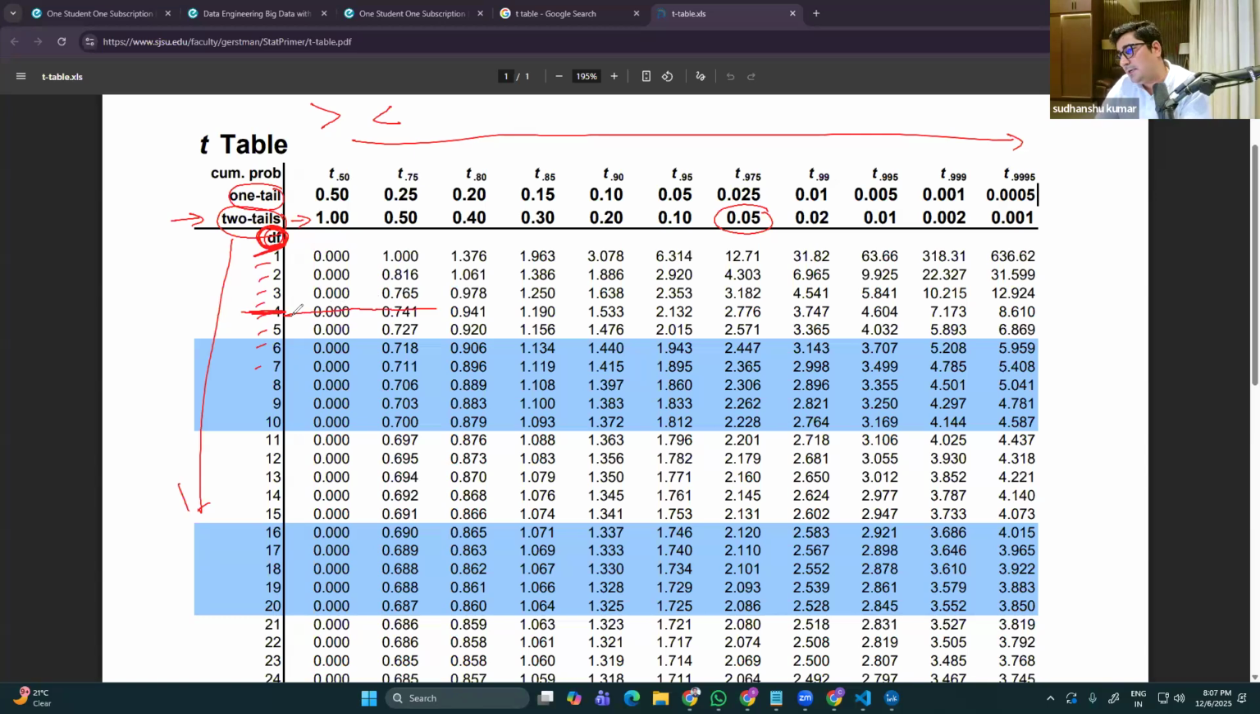So I'll try to intersect this and this. Basically, this is my alpha, the risk. So basically, this is how this table has been calculated. I'll even talk about it more as we progress inside the class.